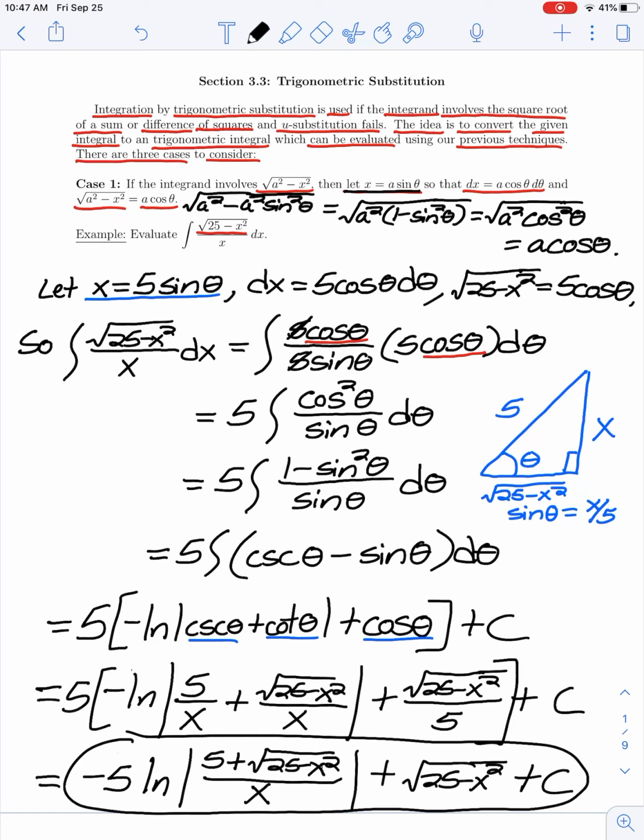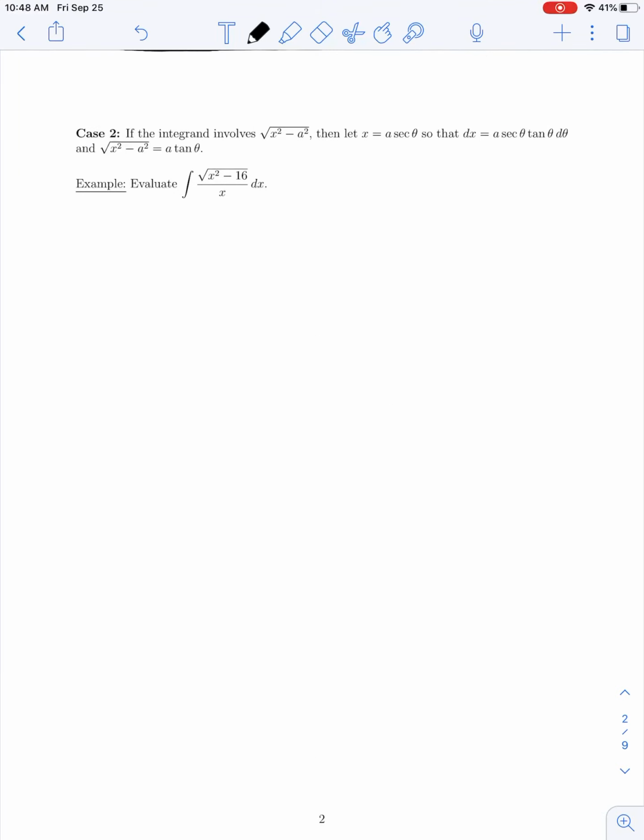So we see how this method of trig substitution works in this first example. Now let's consider some of our other cases. The second case of a trig substitution would be the case where our integrand involves an expression of the form square root of x squared minus a squared. So in this case, we could make the substitution that x is equal to a times secant theta, so that the differential dx would be a times secant theta tangent theta d theta.